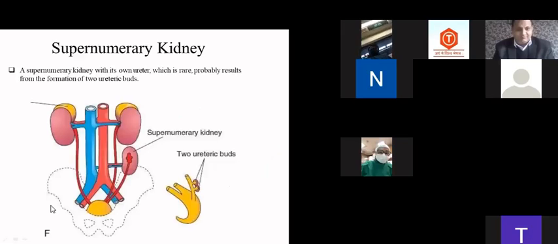Now coming to the supernumerary kidney, a supernumerary kidney with its own ureter, which is rare, probably results from the formation of two ureteric buds. For example, two ureteric buds are developing. These are two ureteric buds. They will separately penetrate the metanephrogenic blastema, giving rise to the supernumerary kidneys. Here in this diagram, we can see the supernumerary kidneys. In this diagram, we can see the two ureteric buds developing.